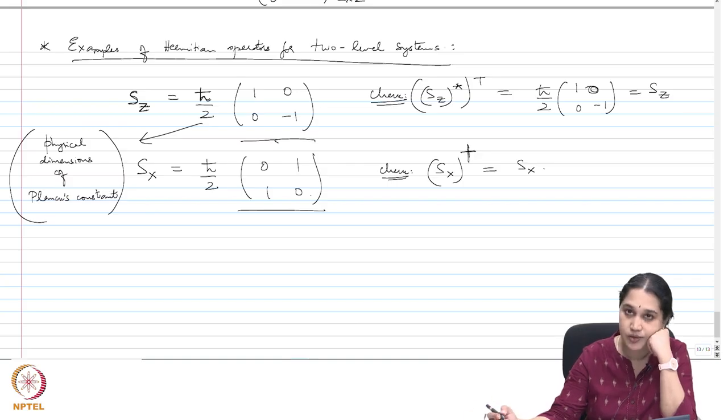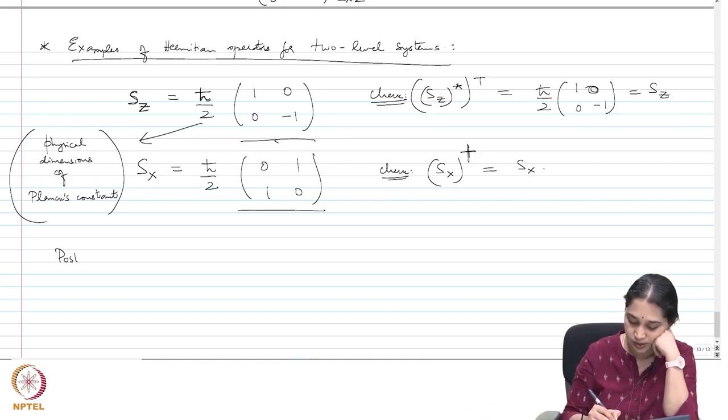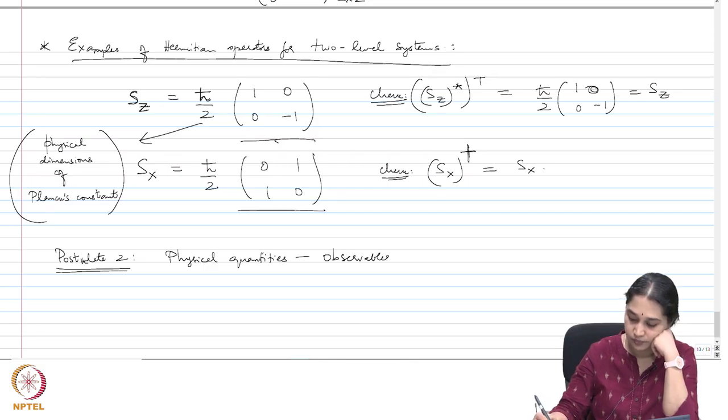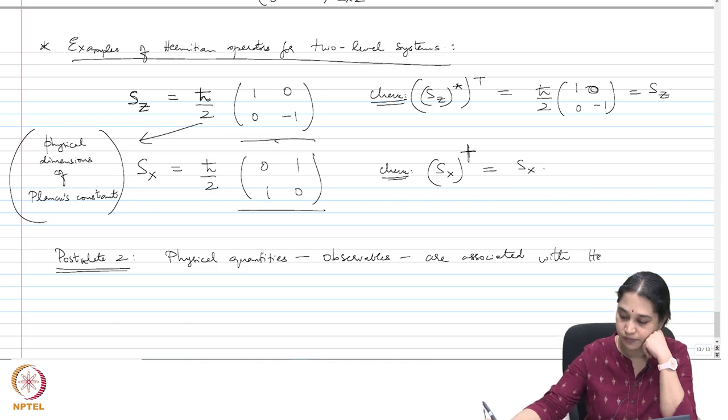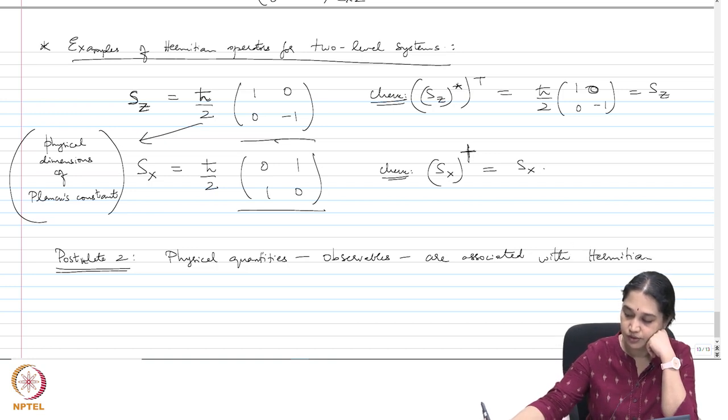So, why are Hermitian matrices important in quantum mechanics? And that is where the statement of postulate 2 comes in. The second postulate says that physical quantities, what are called observables in quantum theory, are associated with Hermitian operators on the system Hilbert space.